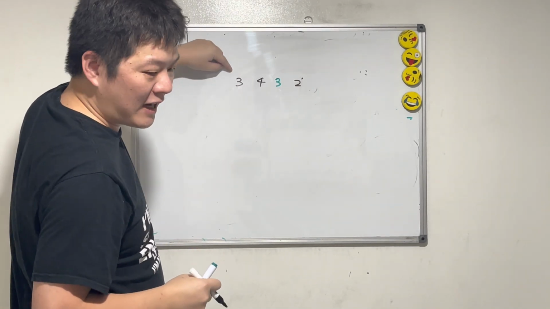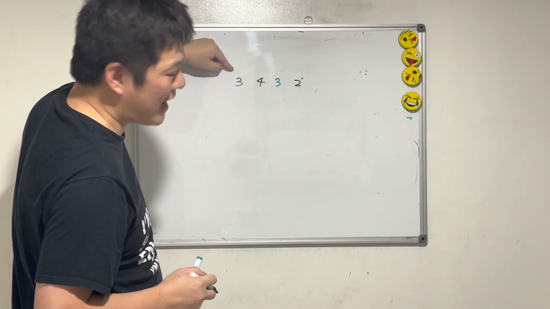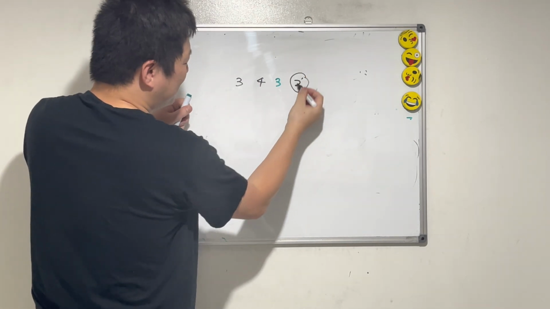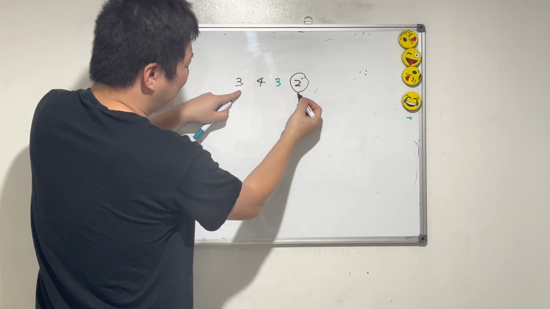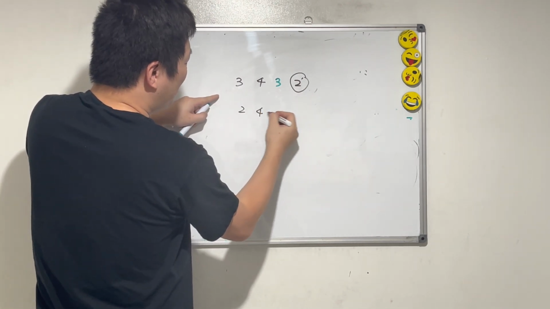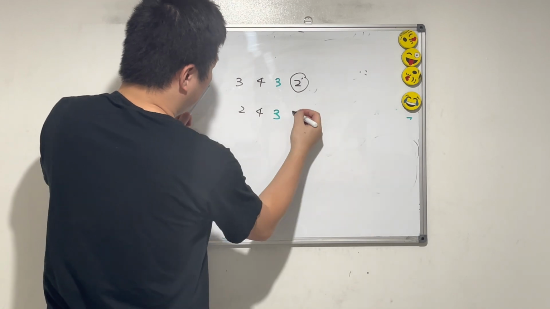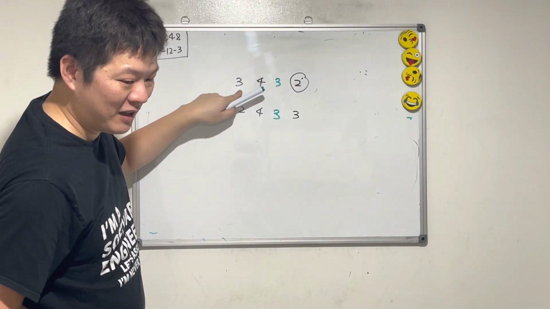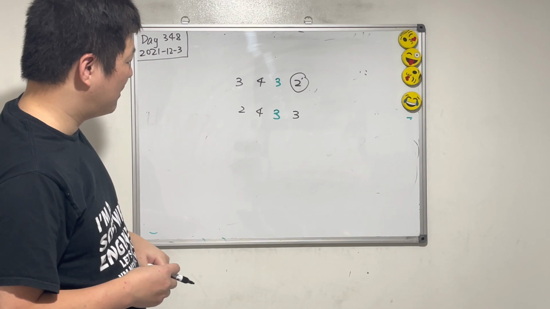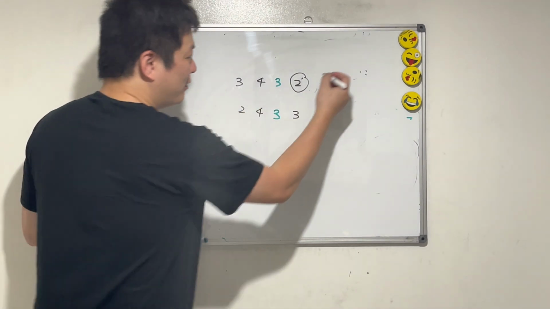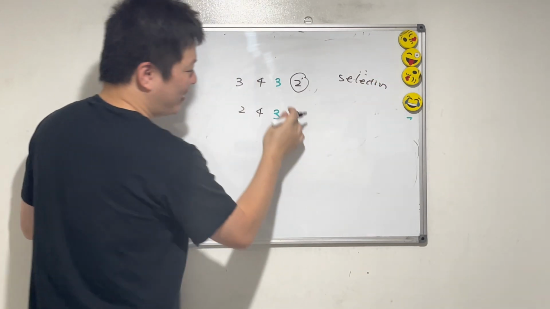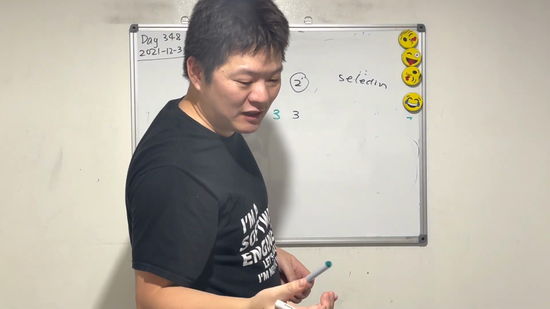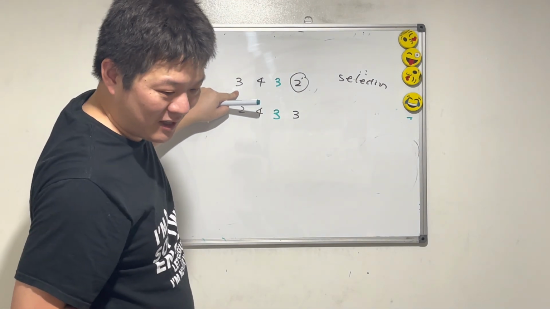Look, selection sort. What happened? What element do you pick? Which one is the smallest? 2. So what should I do with the 2? Swap it with 3, right? Once you swap it, it'll be 2, 4, 3, 3. Do you see the problem? This green 3 is now after the black 3. But why do you need to swap 2 with the green 3? Yesterday we talked about selection sort, right? You pick the minimum and swap it with the beginning of the unsorted list. Remember?